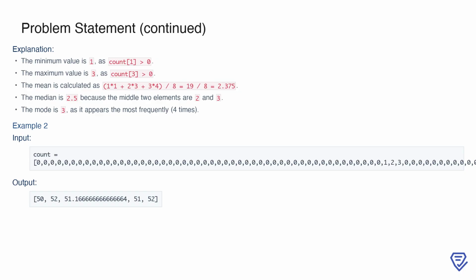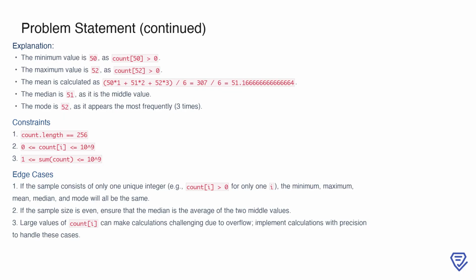Now let's consider another example to reinforce this understanding. In the second example, the minimum value is 50, as it is the smallest integer with a non-zero frequency in the count array, and the maximum value is 52 for the same reason. The mean is calculated as the weighted average, which comes out to approximately 51.1667. The median is 51, as it is the middle value of the dataset. Finally, the mode is 52, since it appears most often with a frequency of 3.